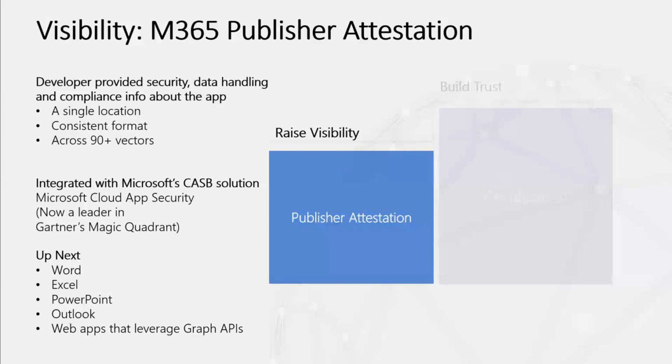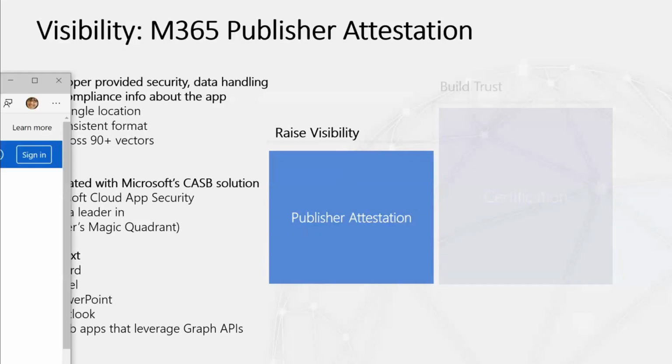So right now, the Publisher Attestation is just for Teams apps, but it is our top priority to expand the scope to include Word, Excel, PowerPoint, Outlook, and web apps that leverage Graph APIs. And so far, we've had about 70 partners complete the self-attestation for their Teams apps, and we've had really positive feedback from those that have done it. So I'll pass it off to Tony now to talk about the next tier in our program.